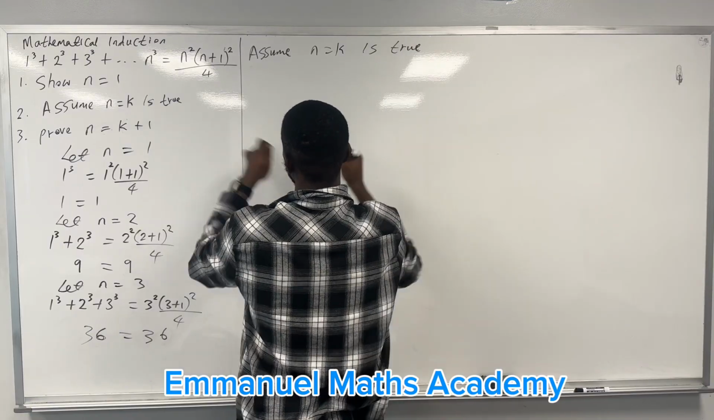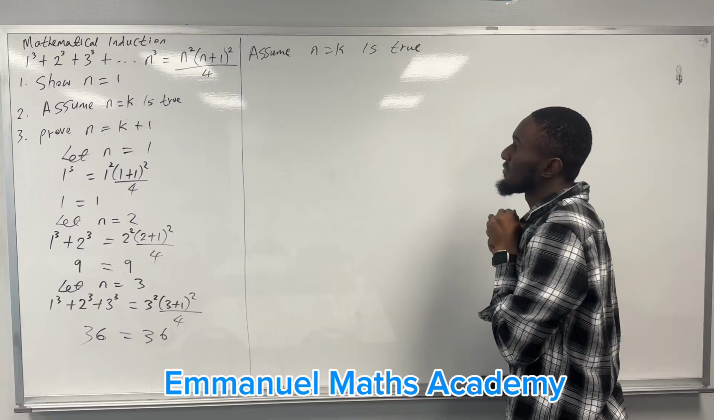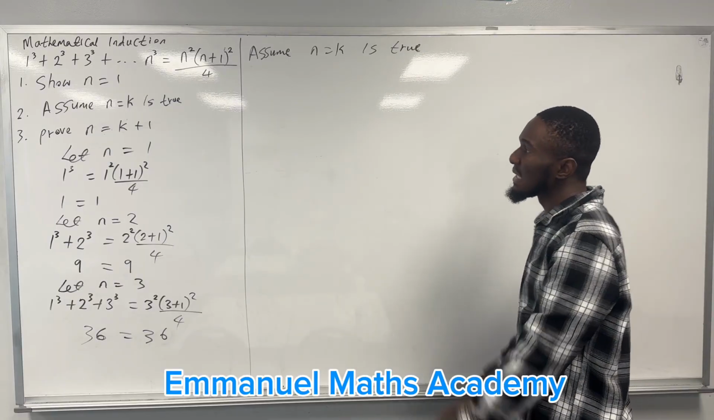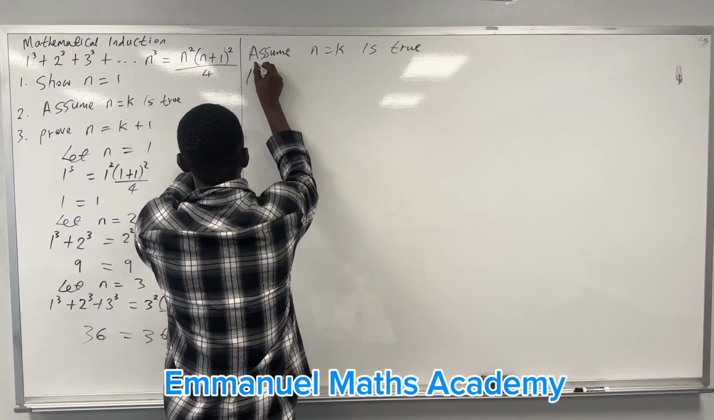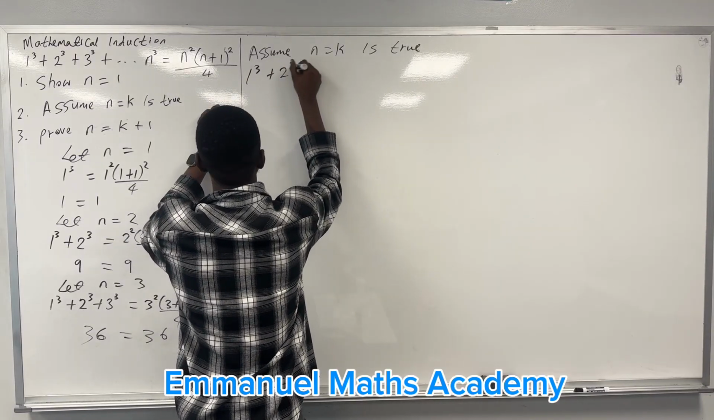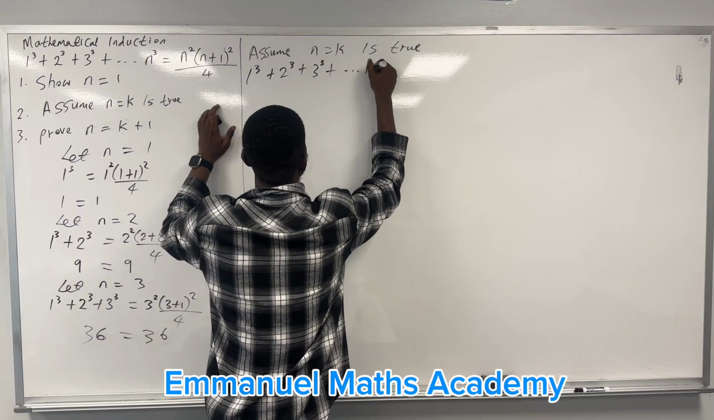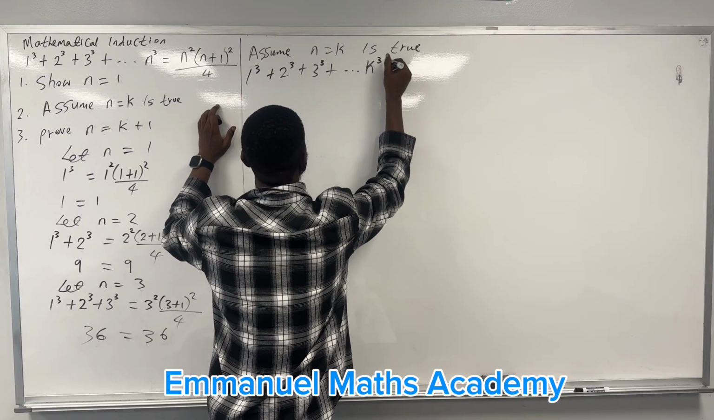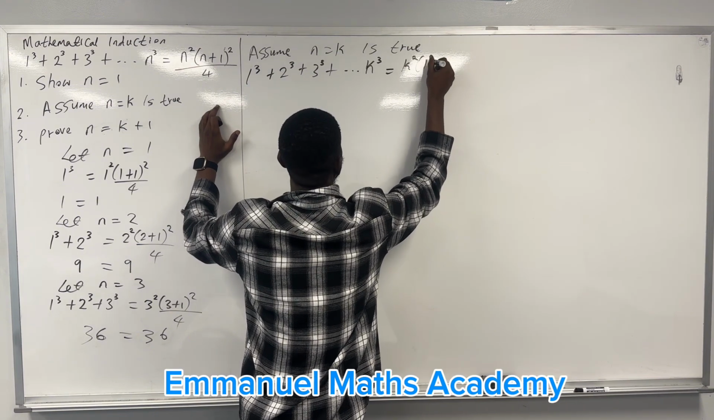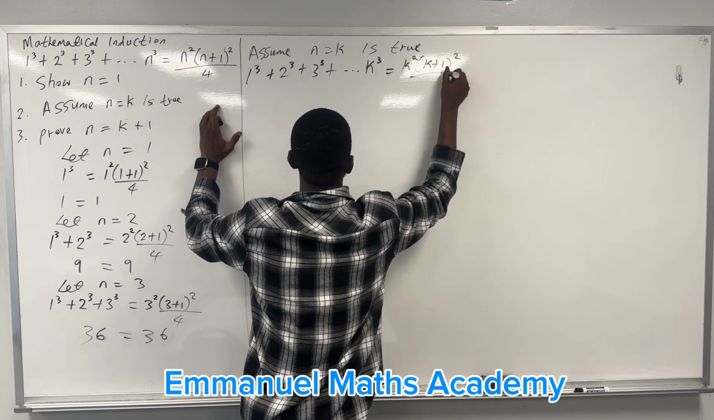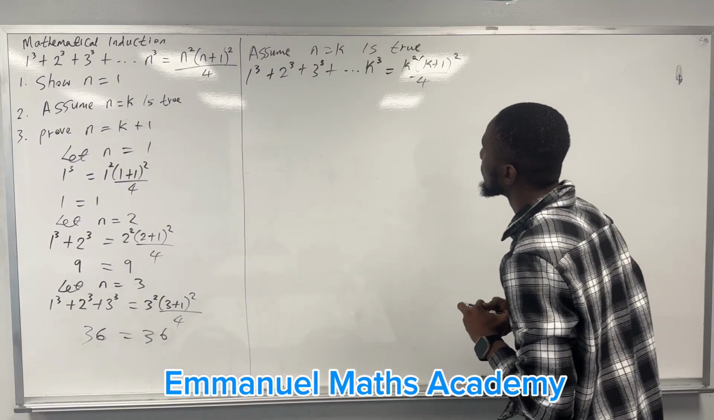So this is the logic now. Wherever you see this equation, you'll be replacing n for k. So wherever you see n, just put k. As simple as that. From here you have 1 raised to power 3 plus 2 raised to power 3 plus 3 raised to power 3 plus, this is k, k raised to power 3 equal to k, k plus 1 squared, all over 4. Right? Cool.